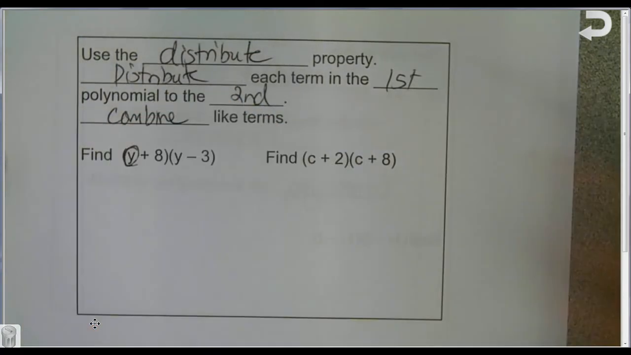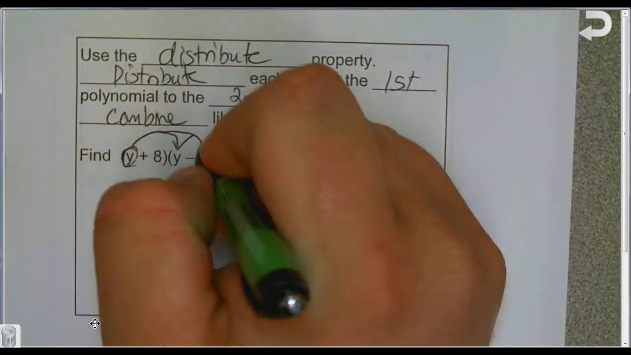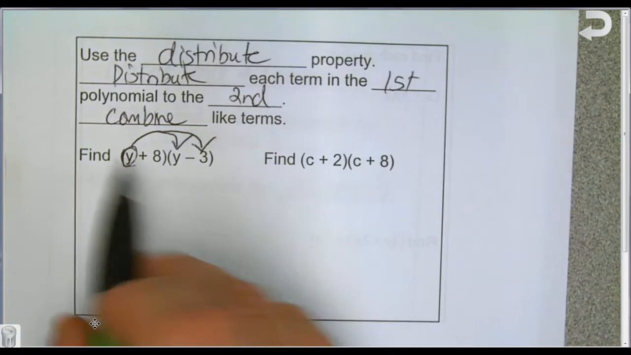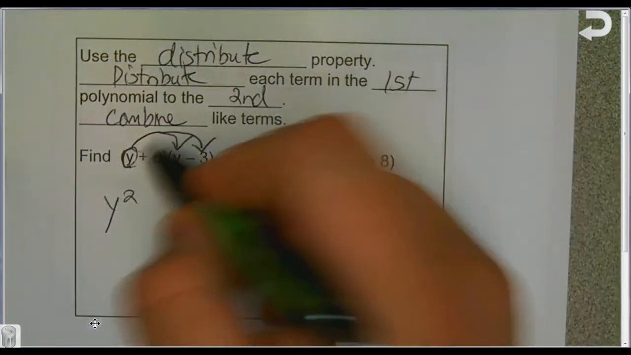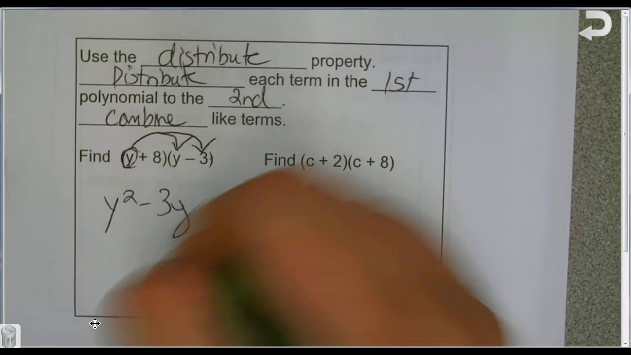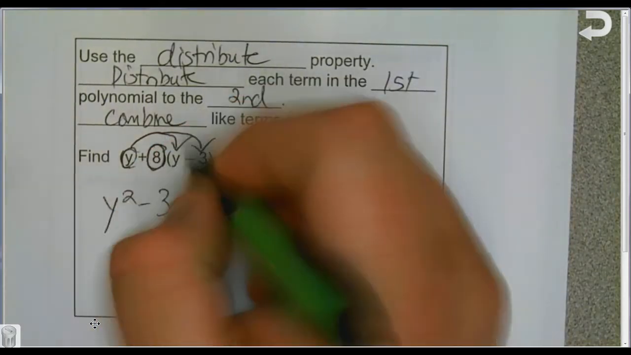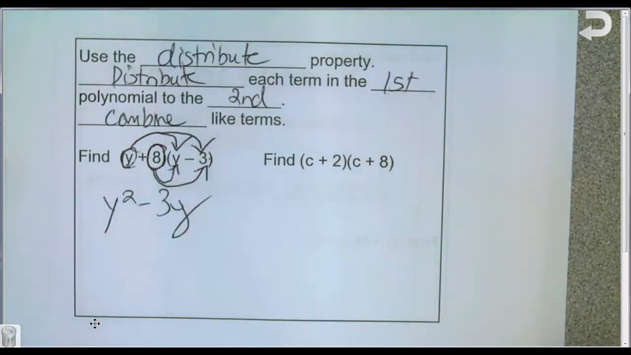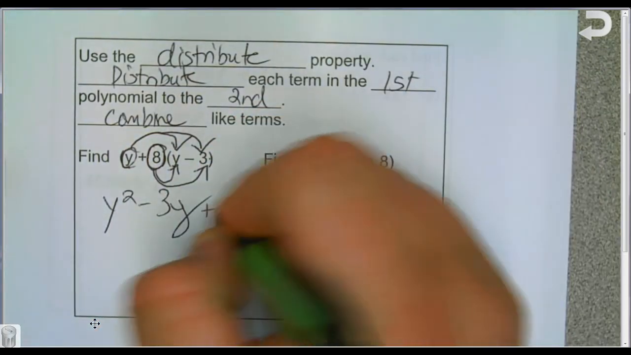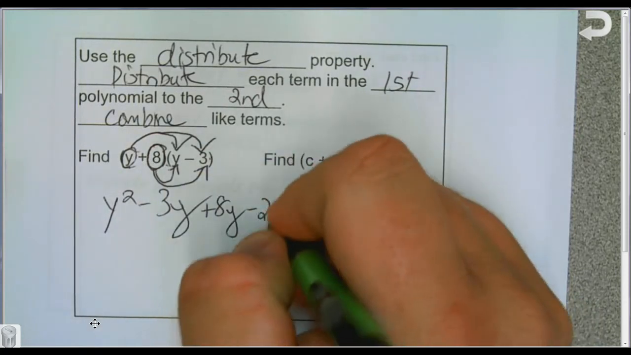So my first term in this is y. I'm going to distribute that to the y and to the negative 3. Y times y is y squared. Y times negative 3 is negative 3y. Now I'm going to distribute the 8. The 8 gets distributed to the y, and the positive 8 gets distributed to the negative 3.